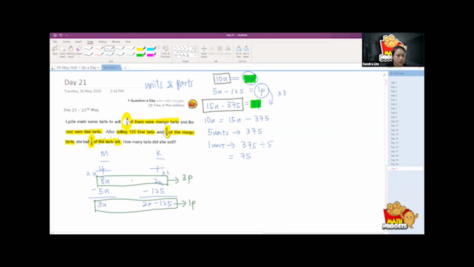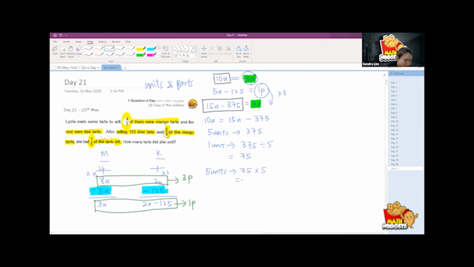Where's the tarts that she sold? Oh, right. Sell here, right? This is the mango tarts. This is the kiwi tart. So the total tarts that she sold, we got to find 5 units. Oh, I don't even need to find 1 unit in this case. You get what I mean? Because we're trying to find 5 units, right? Okay, never mind. I'll just multiply again since I already written it down.